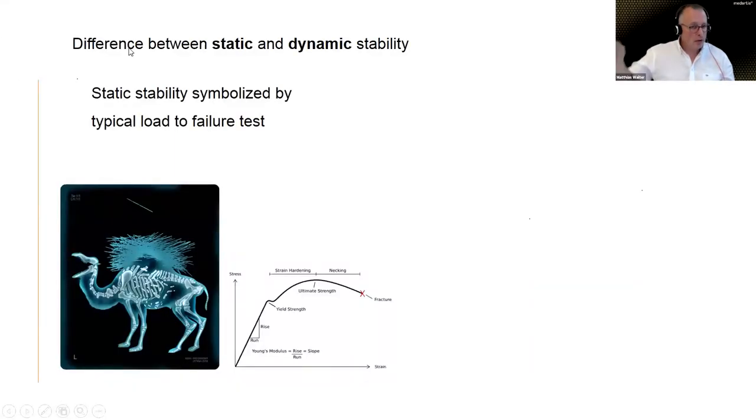Now, very often when tests are performed, we have static tests where you just put load on a piece of metal. You have a plate, and you put the plate into a testing machine, and then you load the plate or the plate and screw construct until it eventually fails. This is the typical load to failure test, or, like on this camel that you see here on the left-hand side, how many straws can you put on the back before it completely collapses.